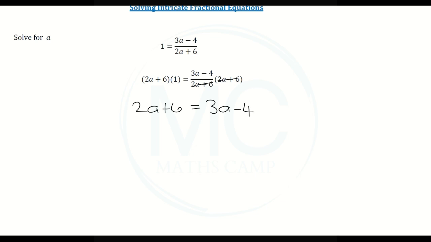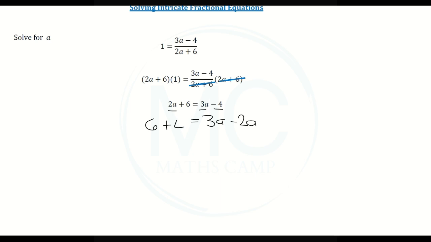And now we can solve for a. Here we have 3a and 2a. 3 is the higher coefficient, so let's leave that where it is and move 2a across. On the left-hand side, we've got 6. We're going to move this negative 4, so we say plus 4. Now we have 6 plus 4, which is equal to 10, equals 3a minus 2a, which is equal to a. So for this equation to be true, a will equal 10. Let's do another one.